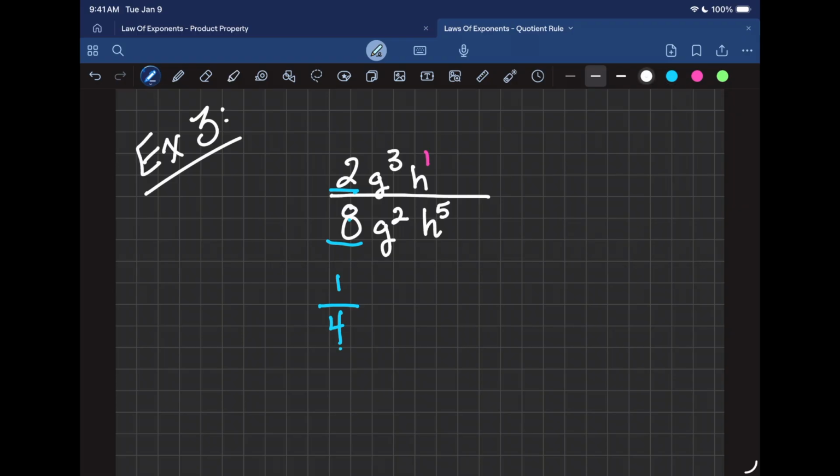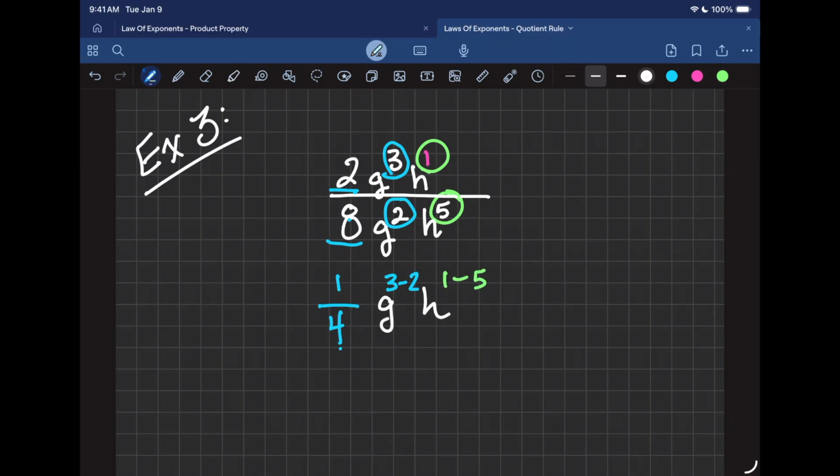Now we're going to look at our variables. We have g, and we have h, so those are our 2 bases. And now we're going to look at subtracting those exponents. Here we have 3 on top and 2 at the bottom, so I'm going to do 3 minus 2. For my h's, we have 1 on top and 5 in the denominator, so I'm doing 1 minus 5.